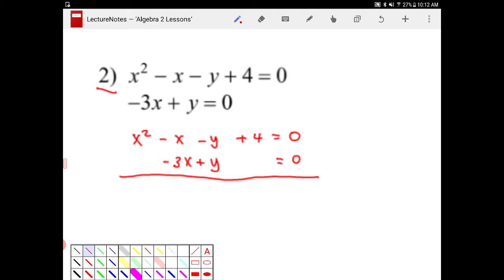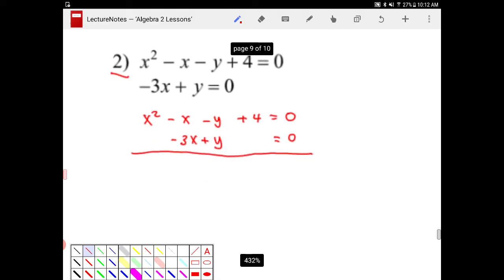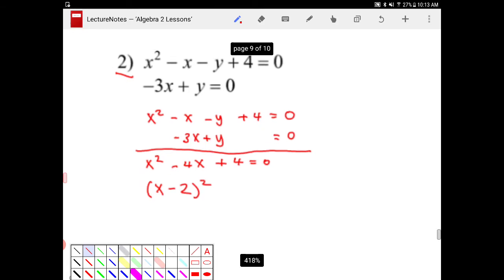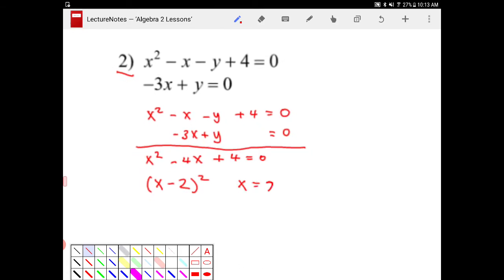Because the y's have the same coefficient but opposite signs, all I have to do is just add the two equations together. I'll end up with x squared minus 4x plus 4 is equal to 0. Are there two numbers that multiply to positive 4 and add to negative 4? Absolutely. That's negative 2 and negative 2. So it's x minus 2 quantity squared. This is a perfect square. So in other words, x will equal 2.